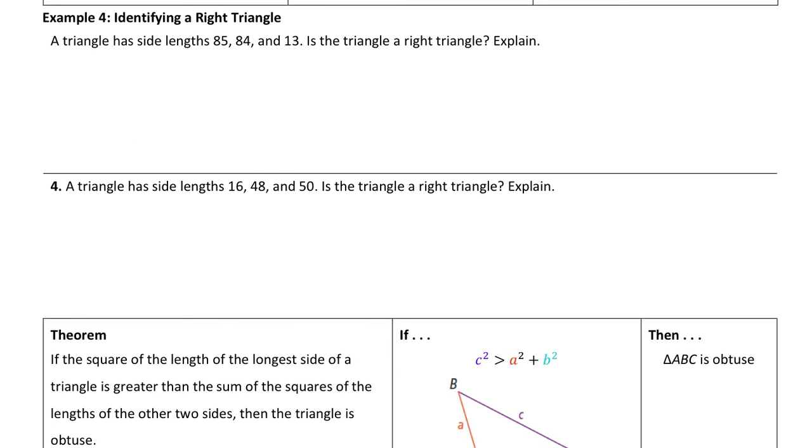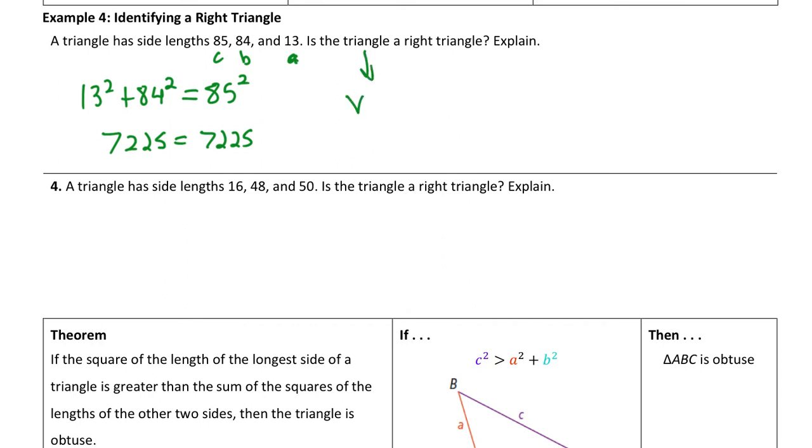So in example 4, like I said before, we're trying to pick a, b, and c in these three sides. If this were a right triangle, 13 and 84 would be the legs. 85 would have to be the hypotenuse because it's the longest side. So I'm going to test 13 squared plus 84 squared. Is it equal to 85 squared? It's real quick. 13 squared plus 84 squared in my calculator is 7225. 85 squared in my calculator is 7225. So all that means is this triangle has to be a right triangle.